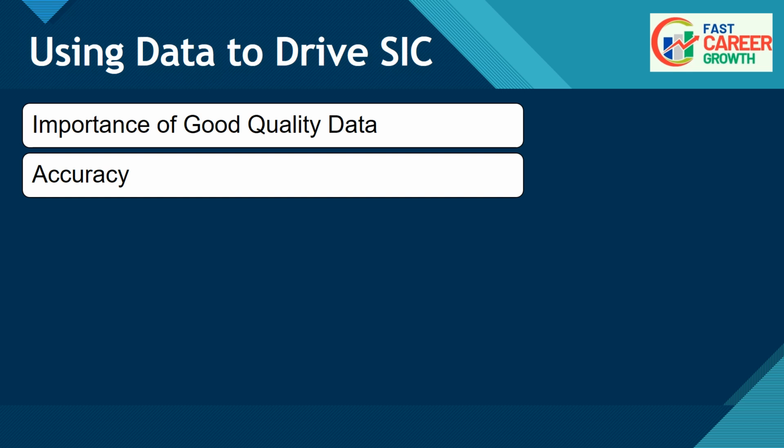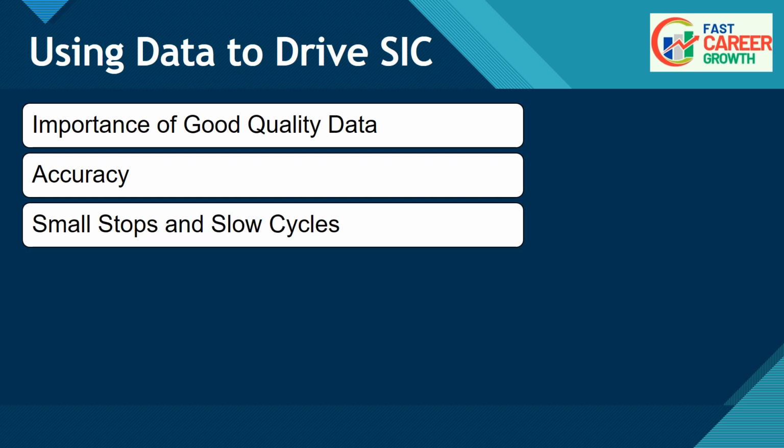Accuracy. Based on real-world experience across a broad spectrum of companies, manual systems significantly understate downtime, typically by 20% to 40%. With automatic rundown detection, downtime accuracy can approach 100%. Small stops and slow cycles. For most equipment, it is impossible to manually track small stops and slow cycles. This means that a great deal of potentially useful information about runtime behavior is simply lost.